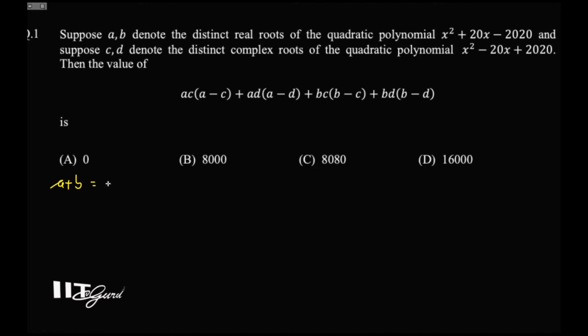equals minus 20. And A into B, that is the product of roots, is minus 20. Similarly, C and D are the complex roots of another equation. So C plus D, that is again minus b by a, here you will get plus 20. And now C into D is 20.